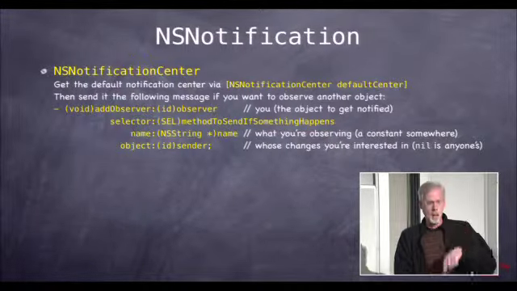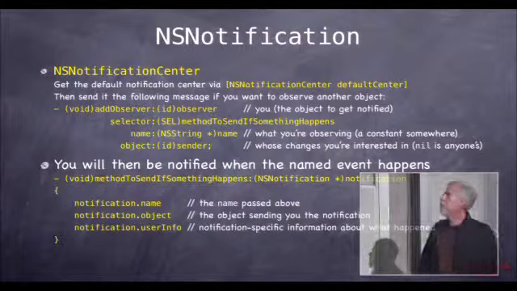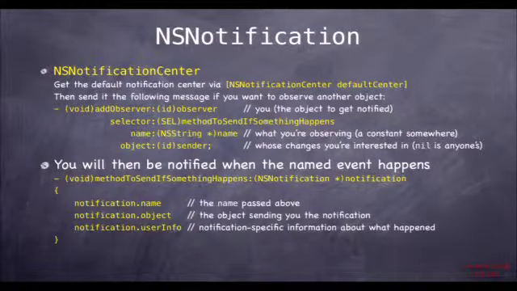So let's look at the selector. This is the selector that's sent to you. You get to specify the name of it, but the argument is always an NSNotification star. Okay? What does an NSNotification star look like? It has 3 properties on it. One is the name. That's the name of the radio station. Okay, that's the same name you specified above.